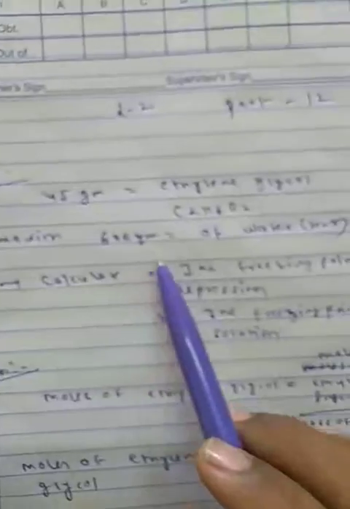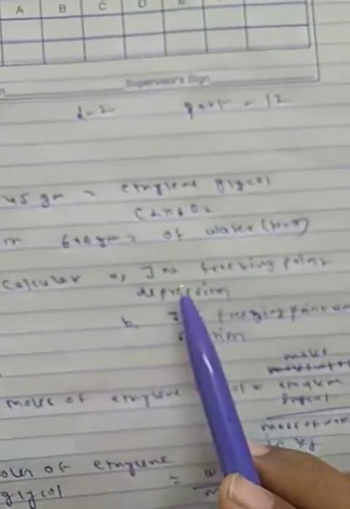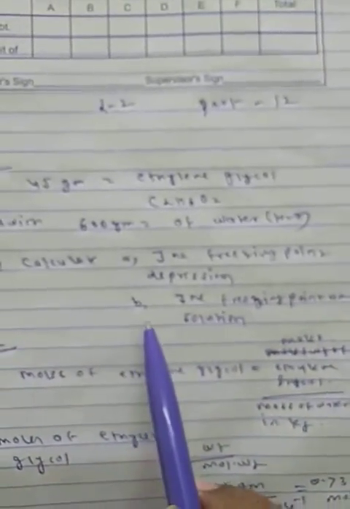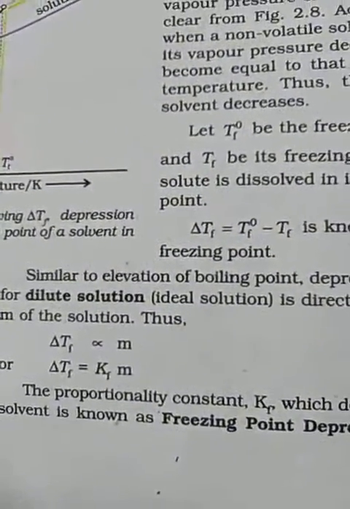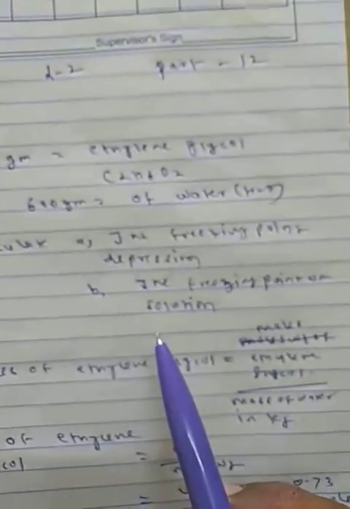Given 45 gram of ethylene glycol is mixed with 600 gram of water. Calculate what we have to do? First, the freezing point depression delta Tf, which we have in the equation. Delta Tf is equal to Kf into m, that we have to find. For the m, we have to find the number of moles. Now, moles of ethylene glycol we have to find.